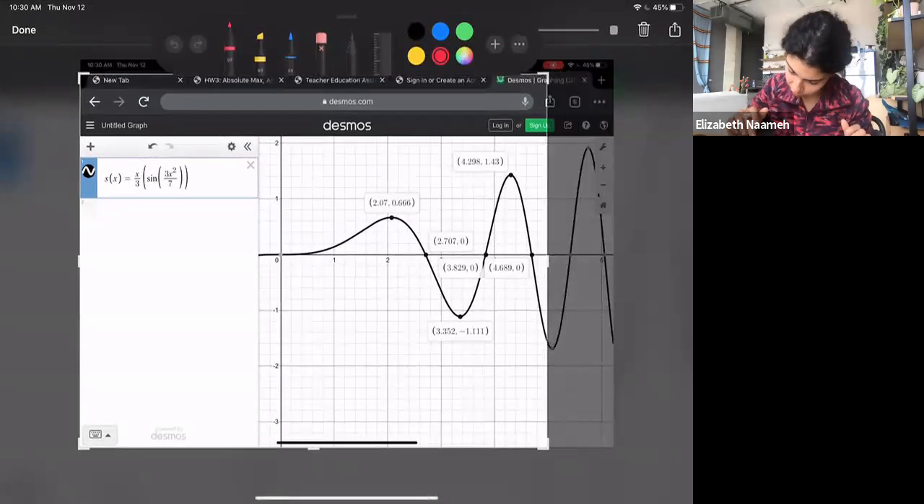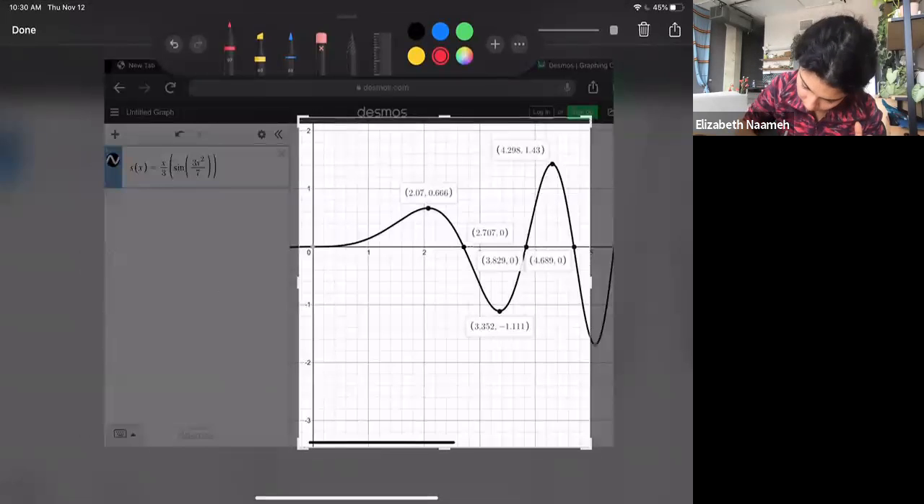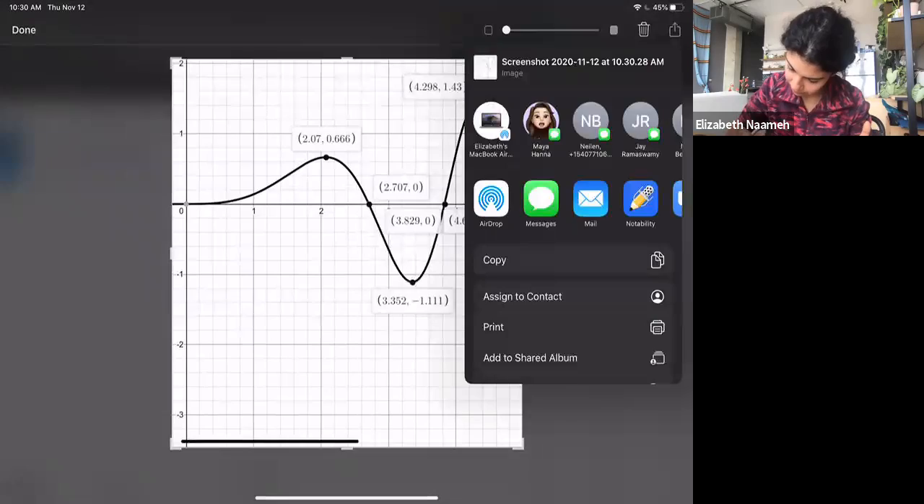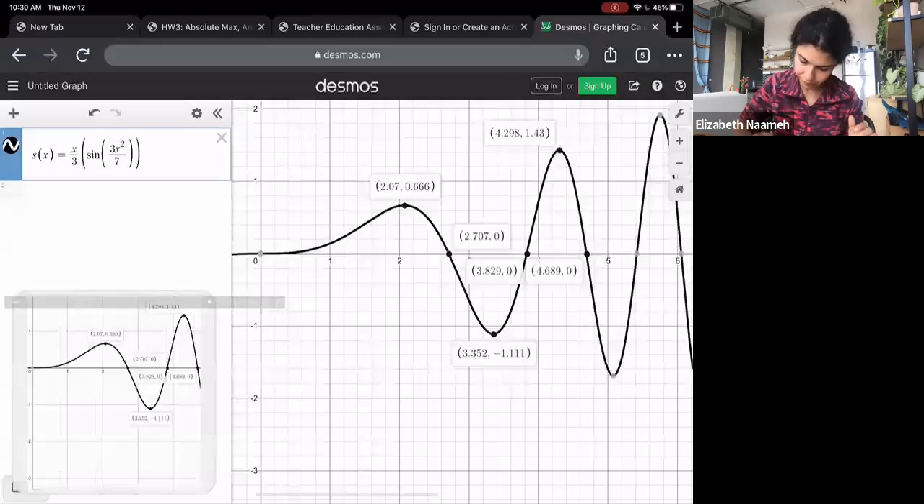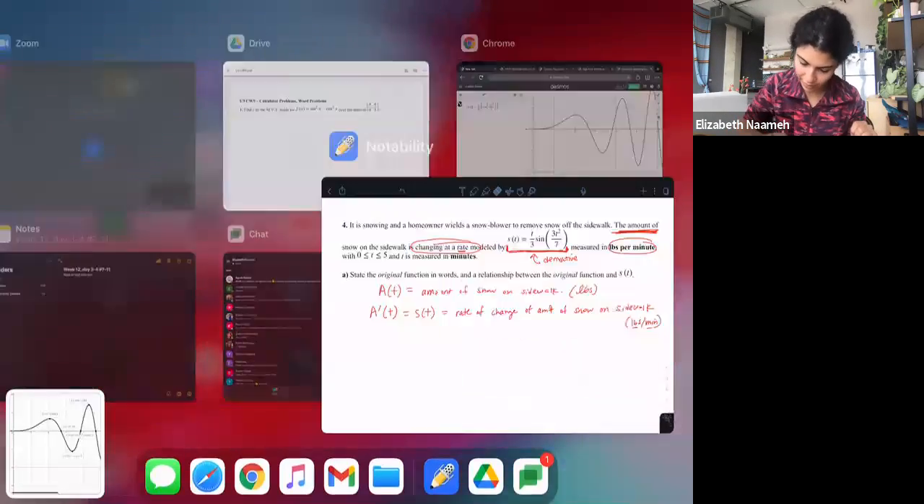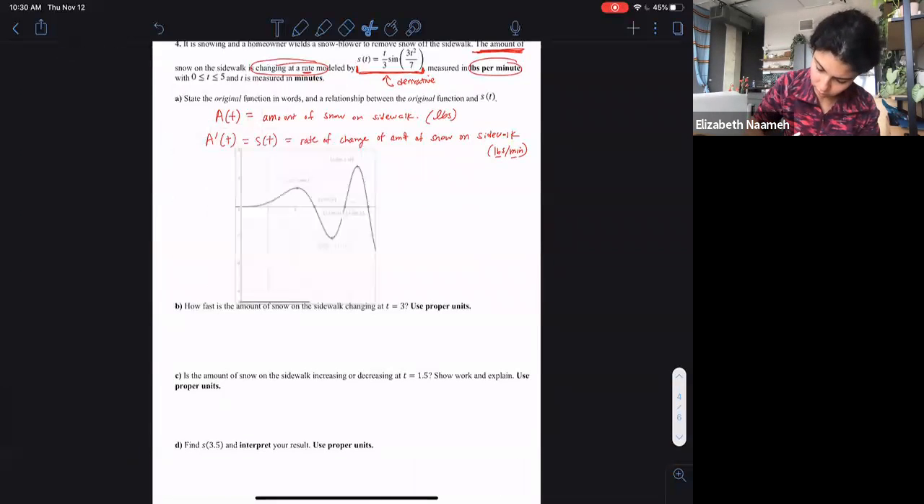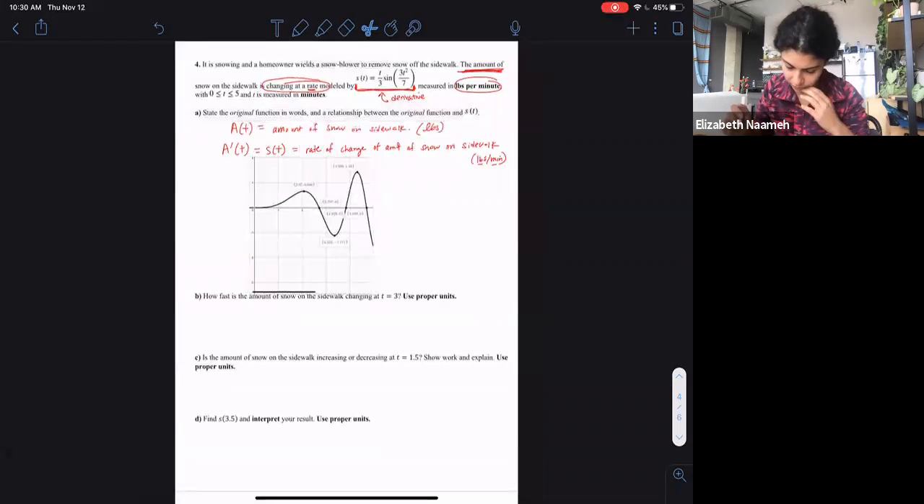Okay, make sure you have them all on your paper. I think I missed one in my screenshot, which is fine. Make sure you have it done. And on your homework, I'm expecting you to draw if I ask you to.